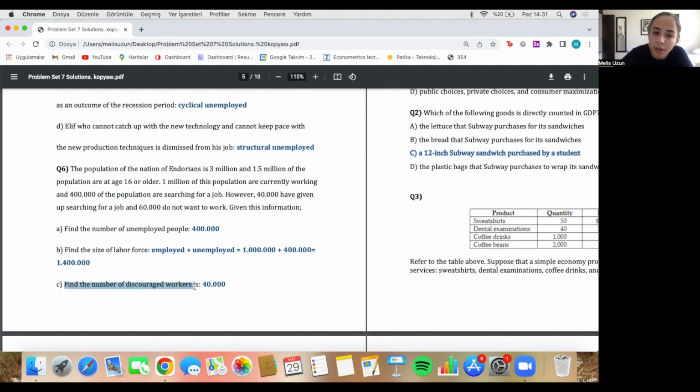Find the number of discouraged workers. It says that 40,000 have given up searching for a job, which means they're discouraged. They don't want to search for a job, so they are discouraged workers.